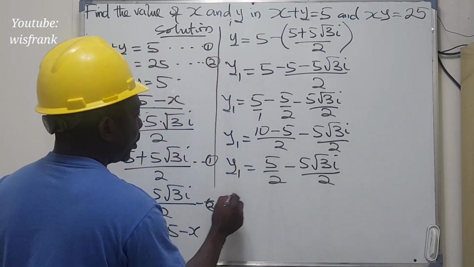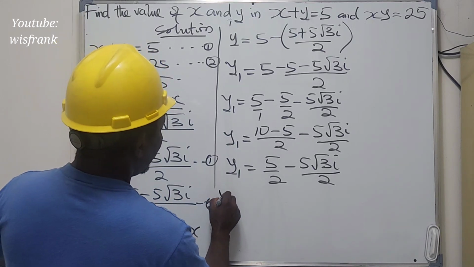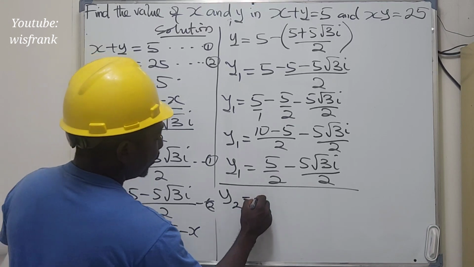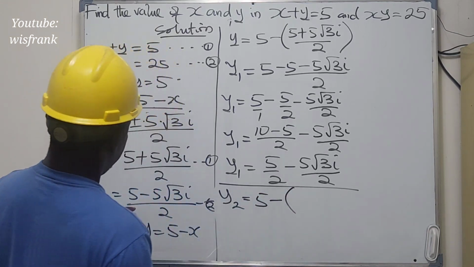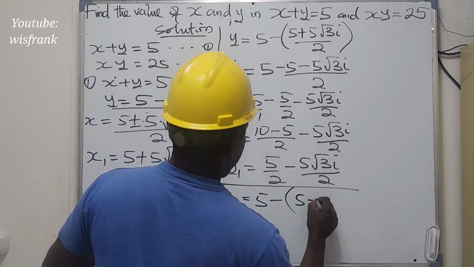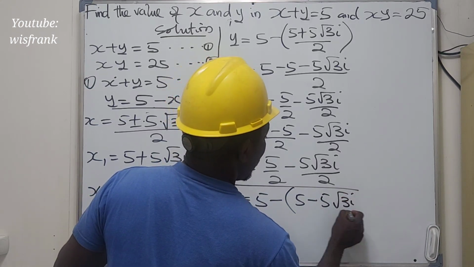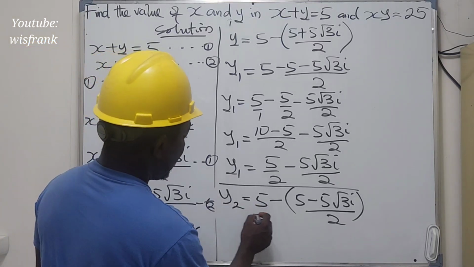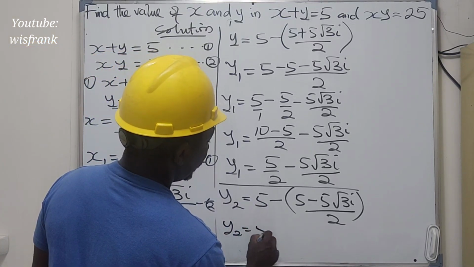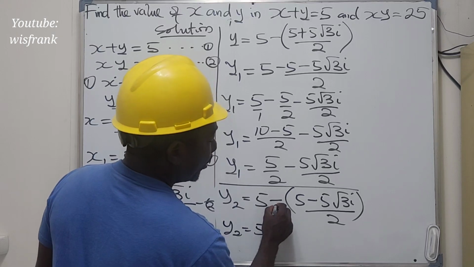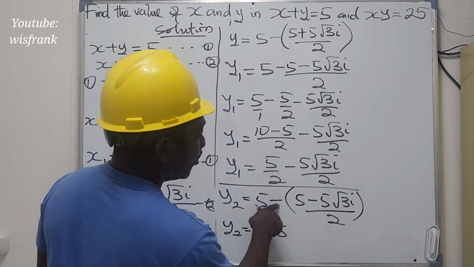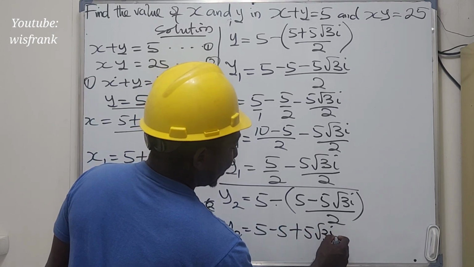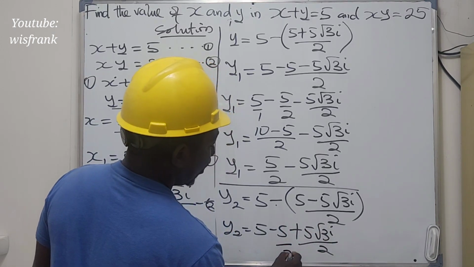So for the second one, case 2, we have y2, which is equal to our value of y, 5 minus, then we have the second one, 5 minus 5 root 3 i all over 2. So this is for the second value of y. In this case, this is the same thing as y2 equals 5 minus 5, minus times minus 5, we have plus 5 root 3 i all over 2. This is all over 2.